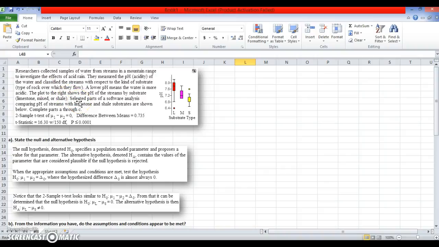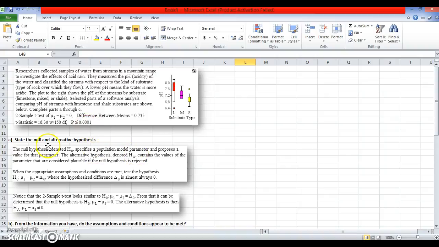A lower pH means the water is more acidic. A plot on the right shows the pH of streams by substrate: limestone, mixed, or shale rock. Selected parts of the software analysis comparing pH of streams with limestone and shale substrates are shown below. In parts A through C, for the two-sample t-test, mean 1 minus mean 2 equals 0. The difference between the means is 0.735, and the t-stat is 16.3 with 150 degrees of freedom. P is less than or equal to 0.0001.